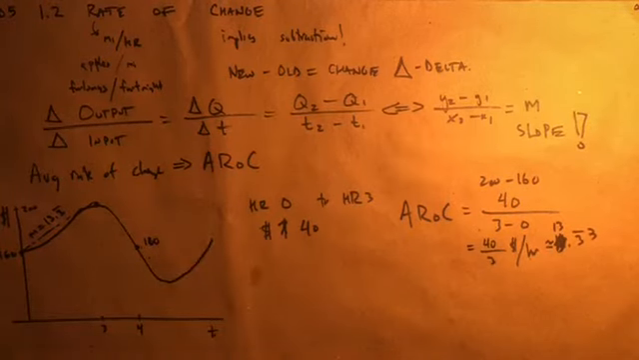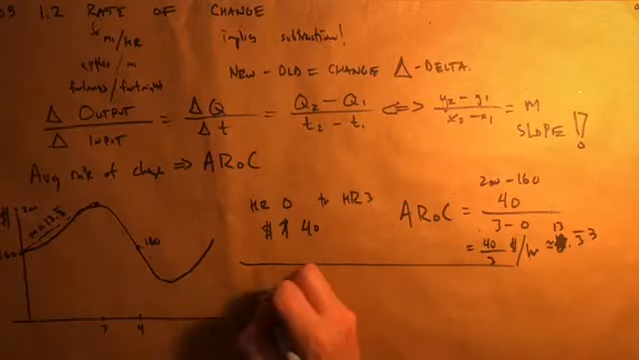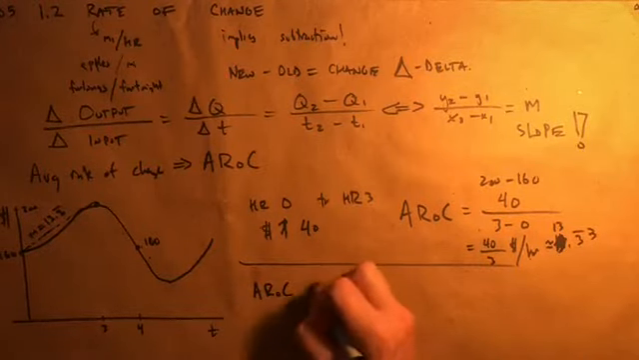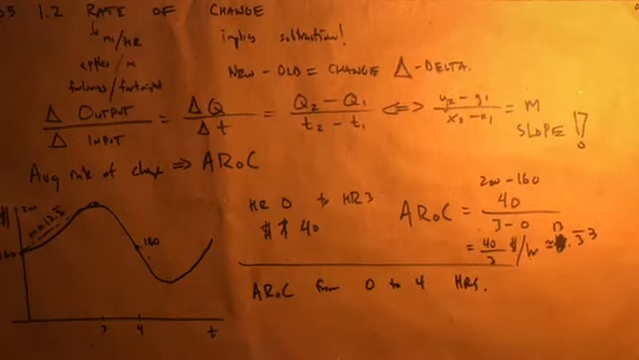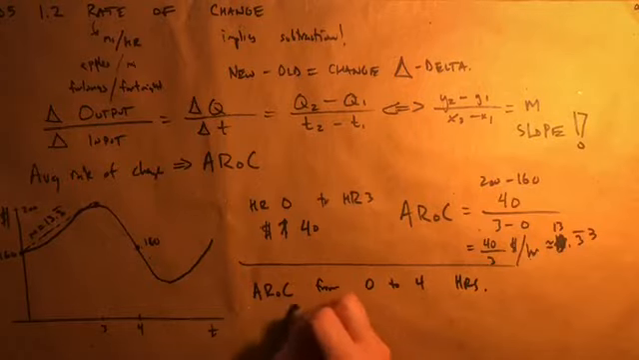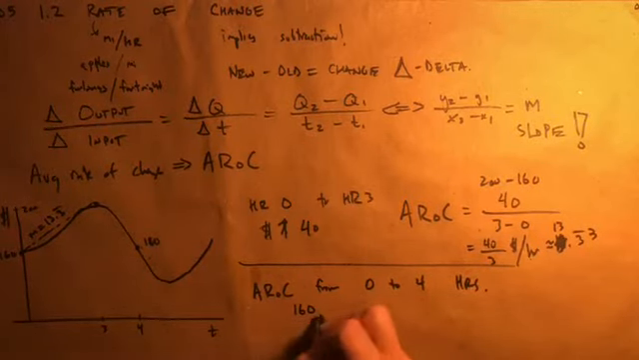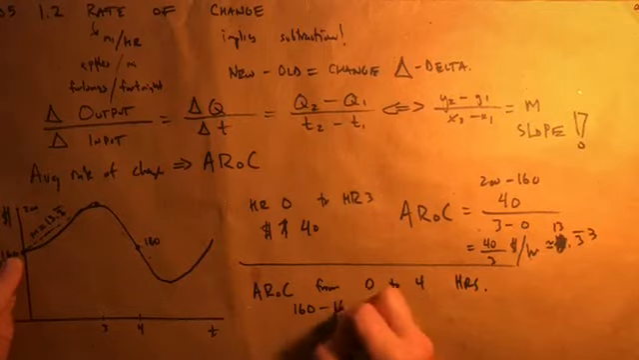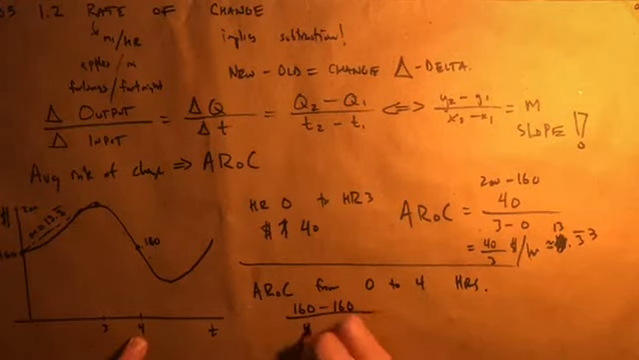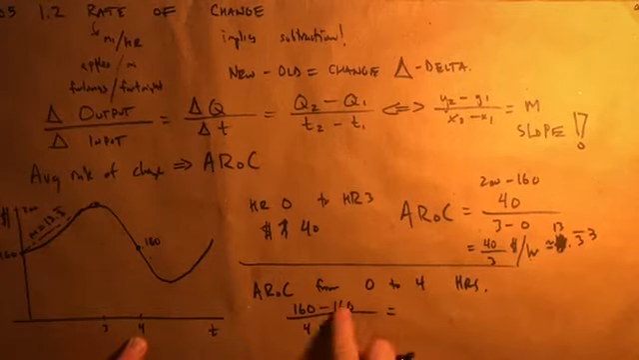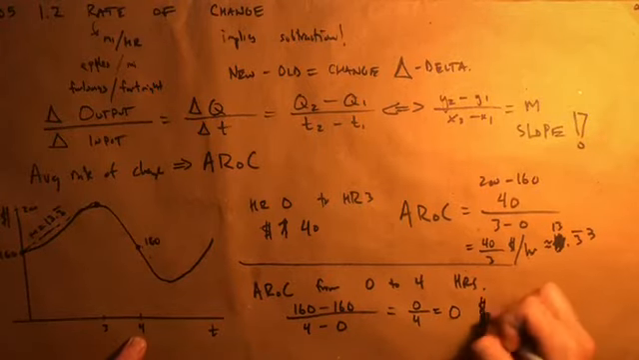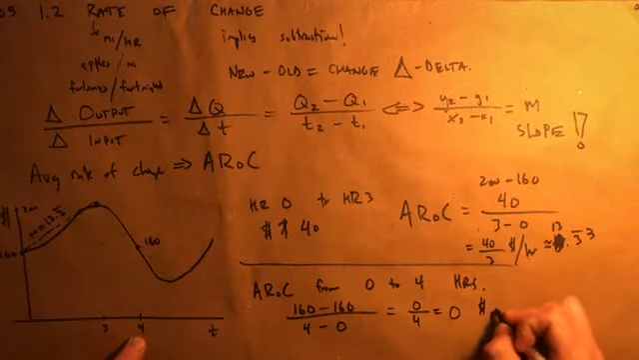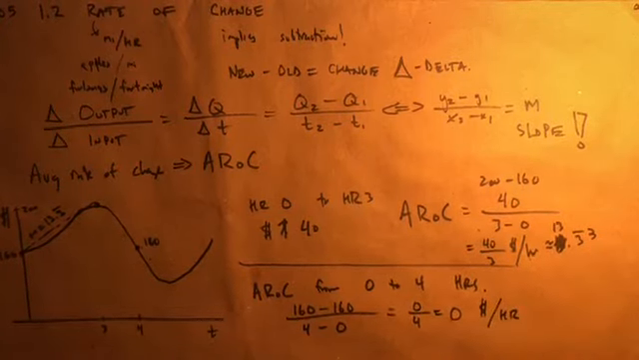Let's suppose that after 4 hours, we got back to 160. I'm looking for the average rate of change from 0 to 4 hours. And now we're looking at 160, this point, minus 160, my starting point, over 4 minus 0. Well, that's going to be 0 divided by 4. That's going to be 0. That means we earned, on average, $0 for each hour that we played, from 0 to 4 hours of play at the casino.